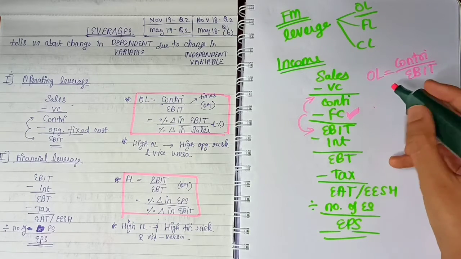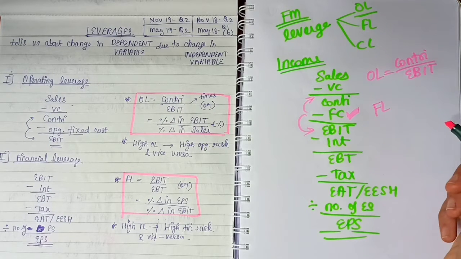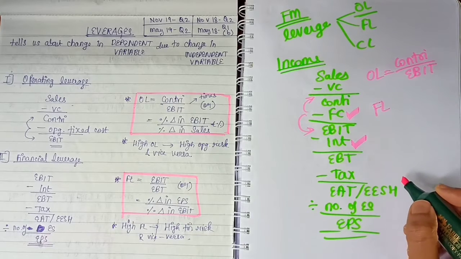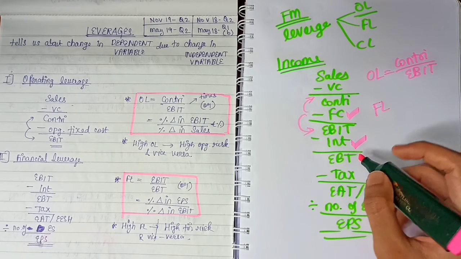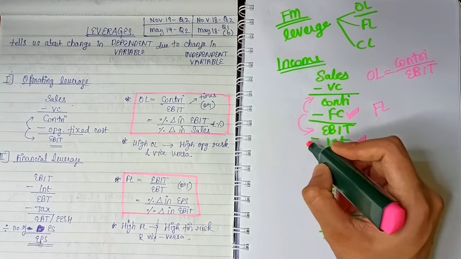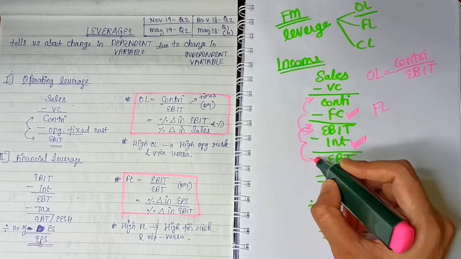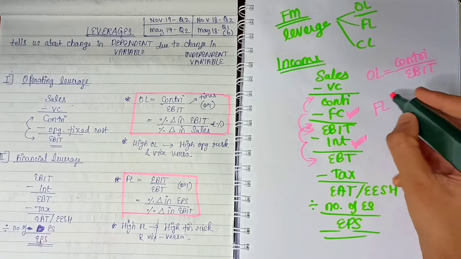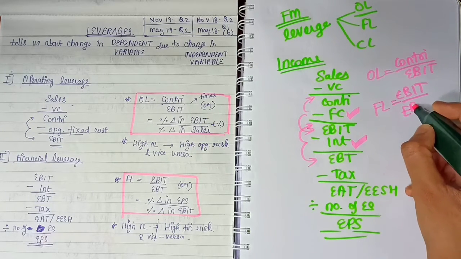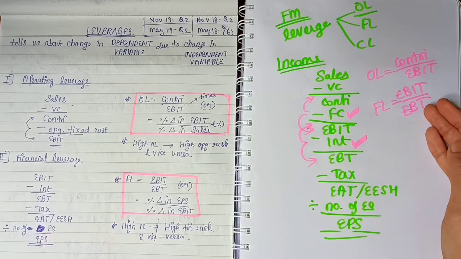Next, you have financial leverage. Your financial leverage is related to interest. So what will be your financial leverage formula? It will be whatever is above interest and whatever is below interest. So above interest is EBIT, and below your interest is EBT. So this is your financial leverage formula.